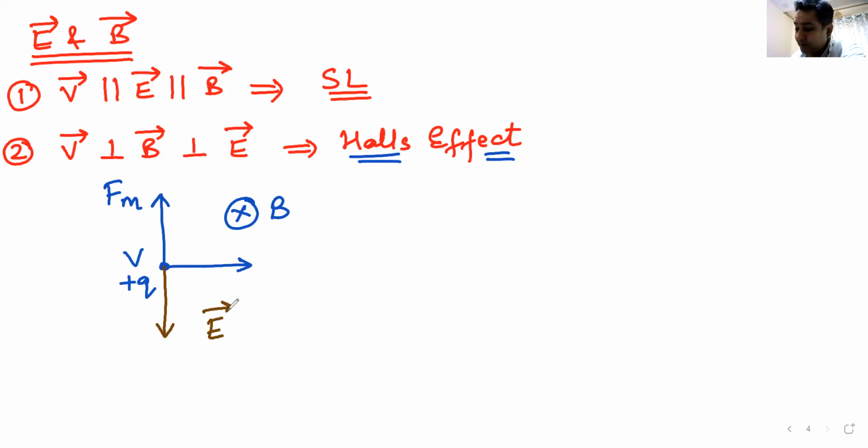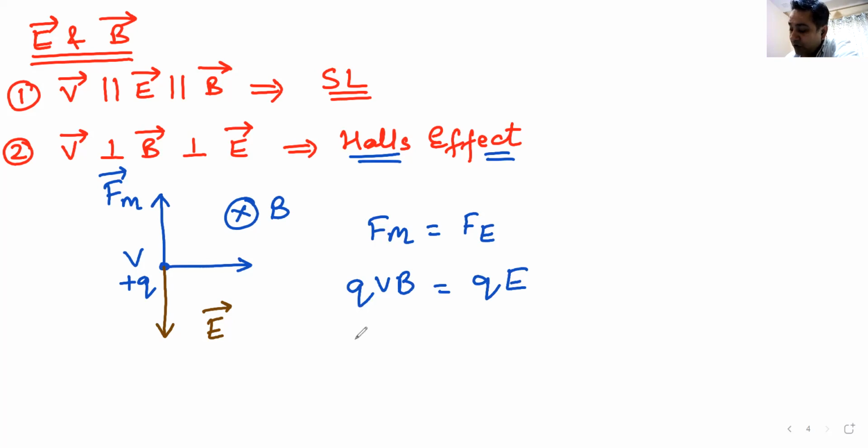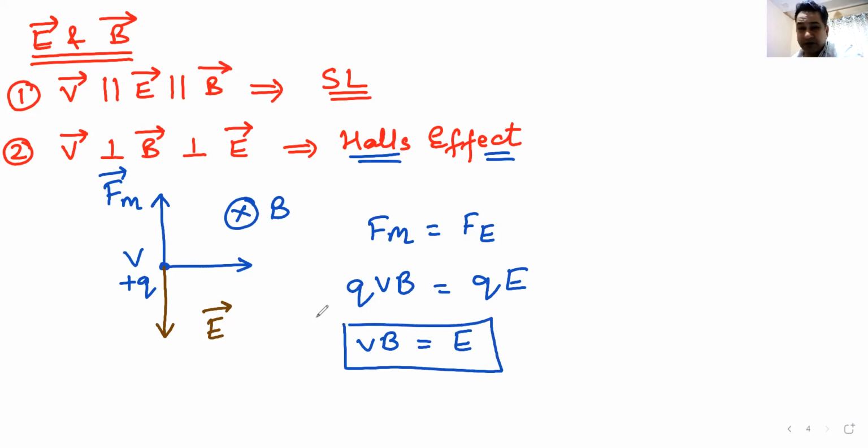You can create an electric field going downwards, and you can create a condition where this Fm in magnitude is equal to the electric force, but both are opposite in directions. That means QVB, because the angle is 90, is equal to QE, or VB is equal to E. In this case, even though there are electric and magnetic fields present, the particle will continue to move in a straight line with uniform velocity. This is known as Hall's effect.